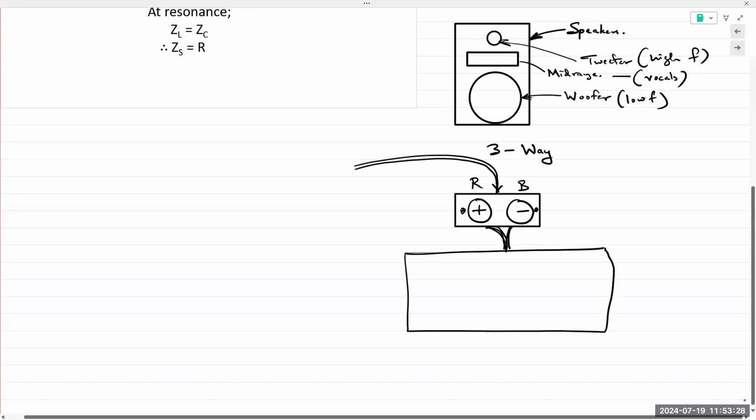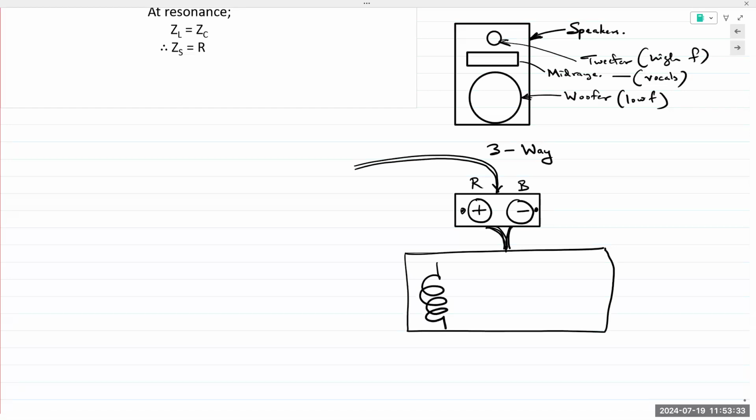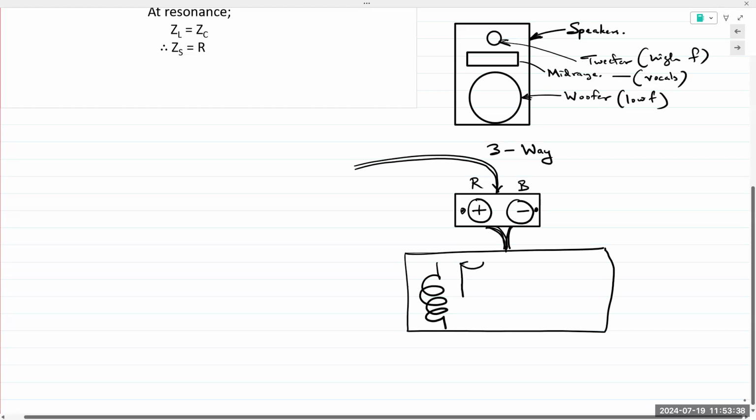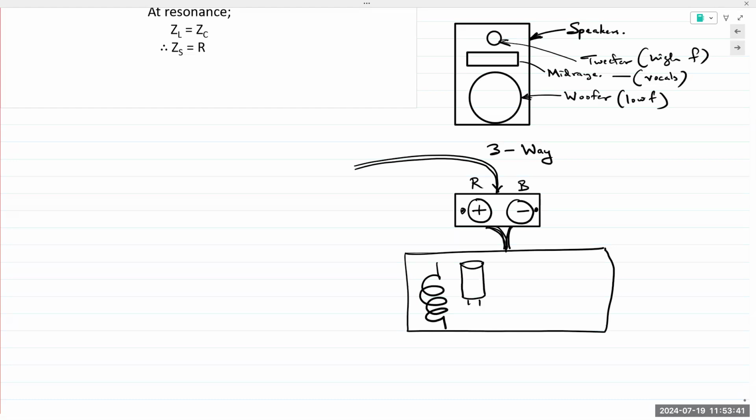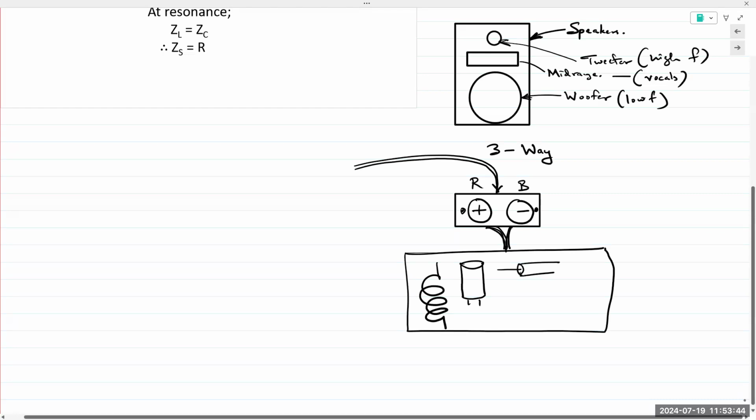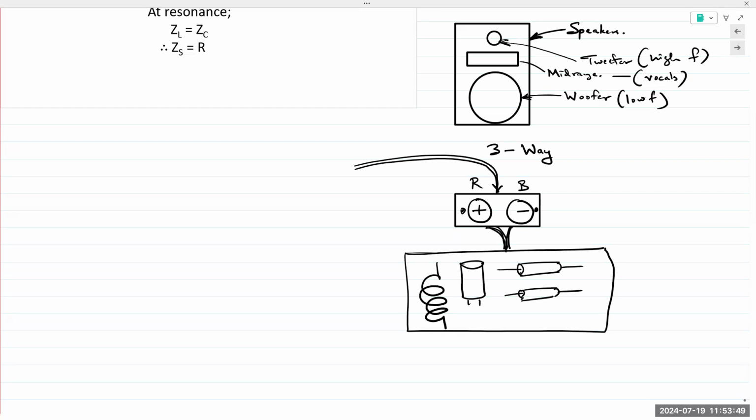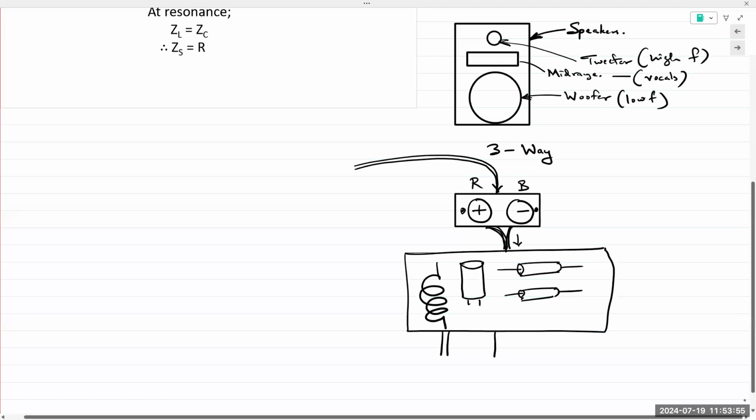is going to a circuit box, and that circuit box might have a huge coil or 2, might have big cylinders, which are capacitors, and then some sort of resistors in there. Okay. And this incoming signal is split into 3. One goes to the tweeter, one goes to the woofer, and the other one goes to the mid-range.